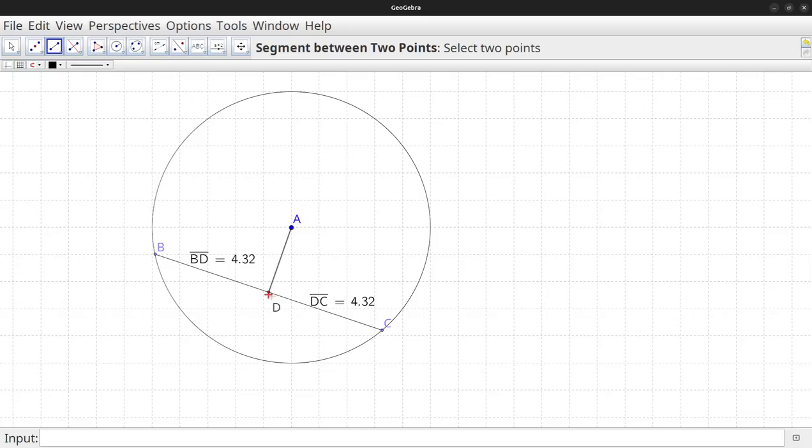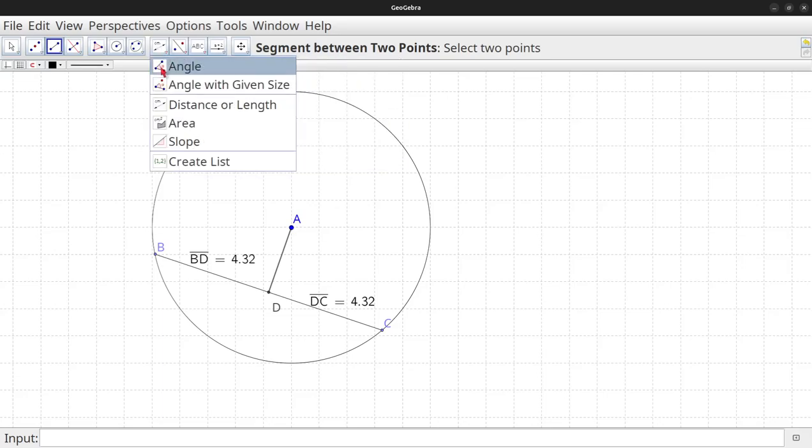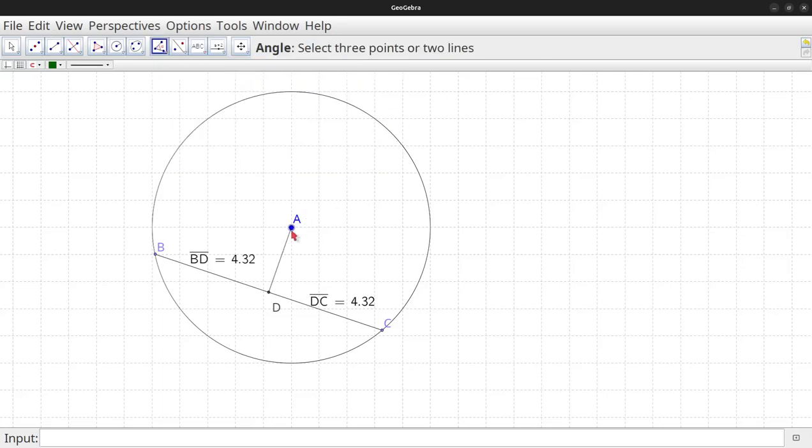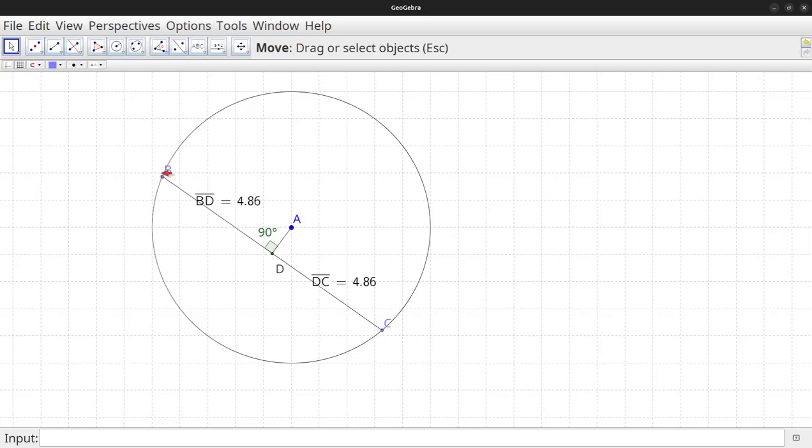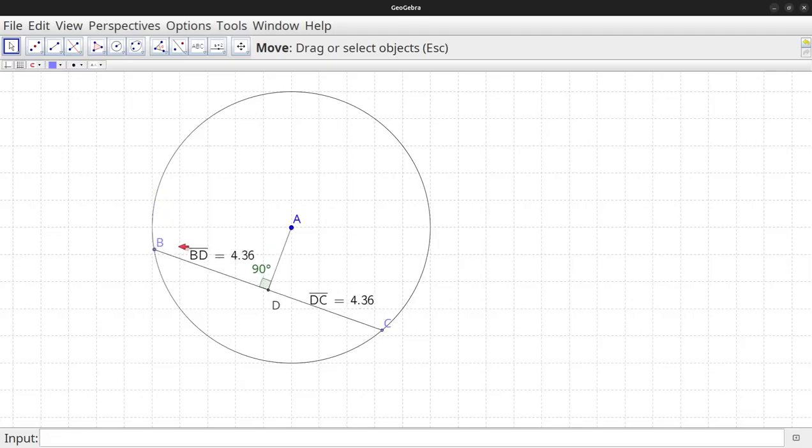Now, what's happening here? Let's check the angle. Let's check the angle ADB. It's 90 degrees. So this is our property. So let's try playing around with this and check the angle. 90 degrees, 90 degrees, 90 degrees for as long as this is the midpoint, they will be 90 degrees there.